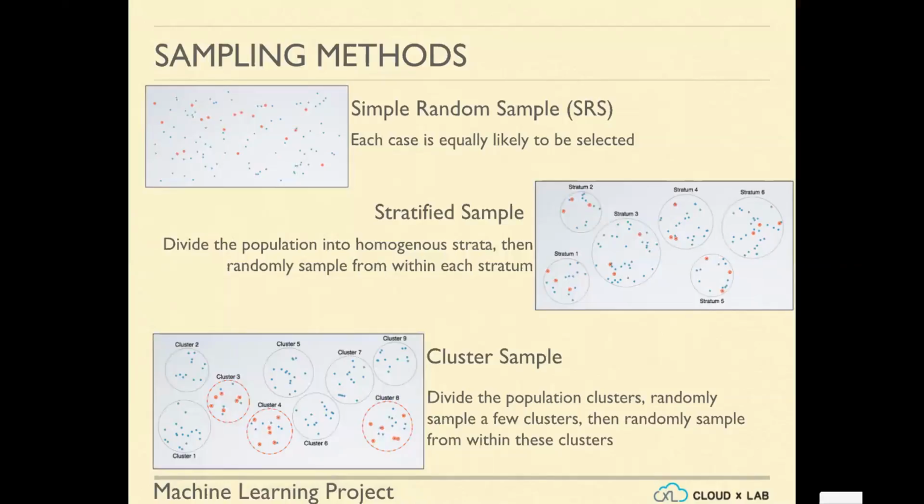A question from Noor. This is a very interesting question. What is the method for creating clusters or strata? Is there not a chance of including biases while creating clusters or strata? Can you give an example of SRS?